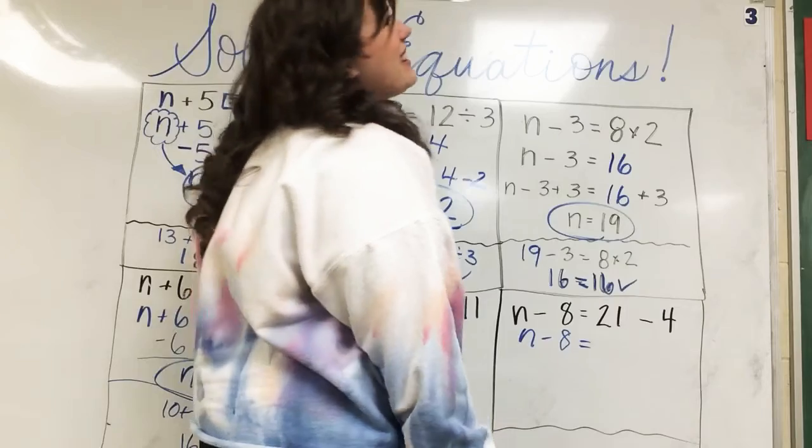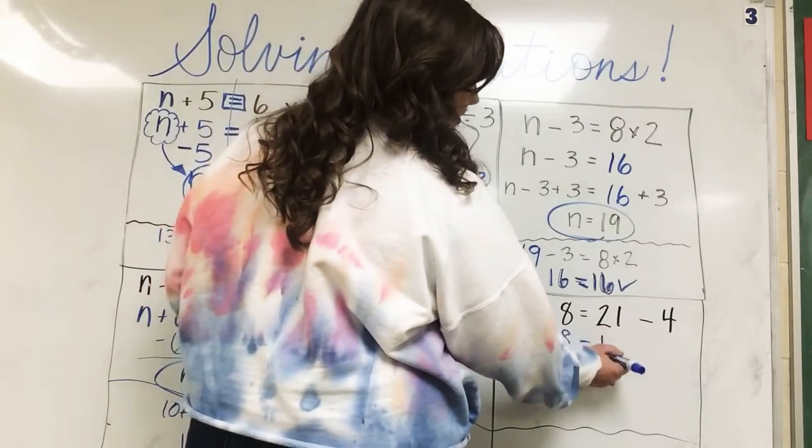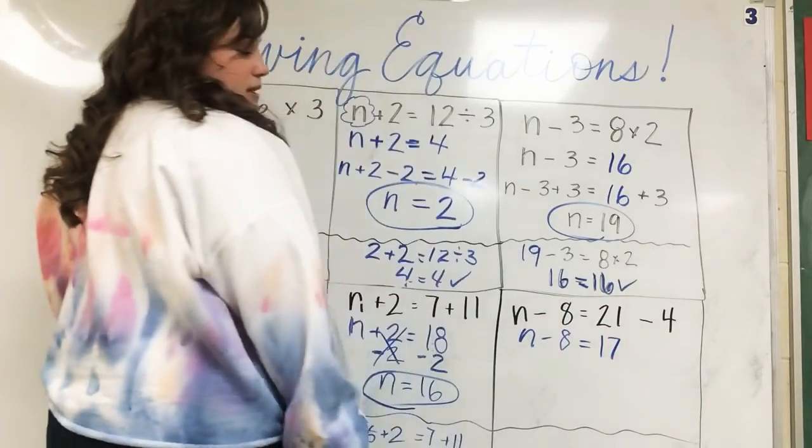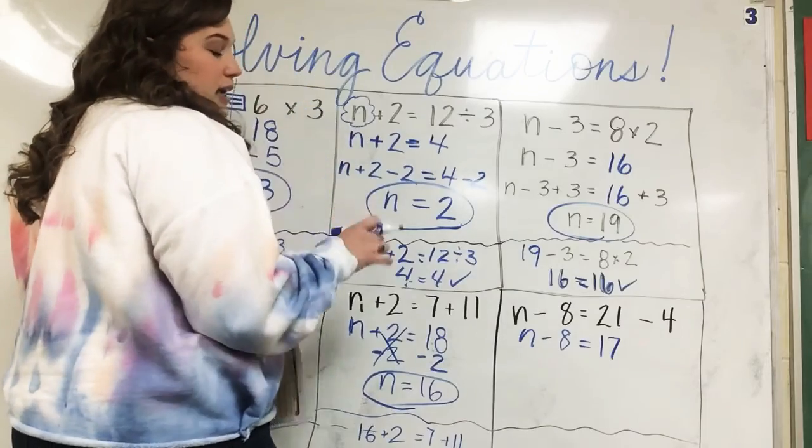I have to think through this. 17. It's 17. So right now we have n minus 8 equals 17.